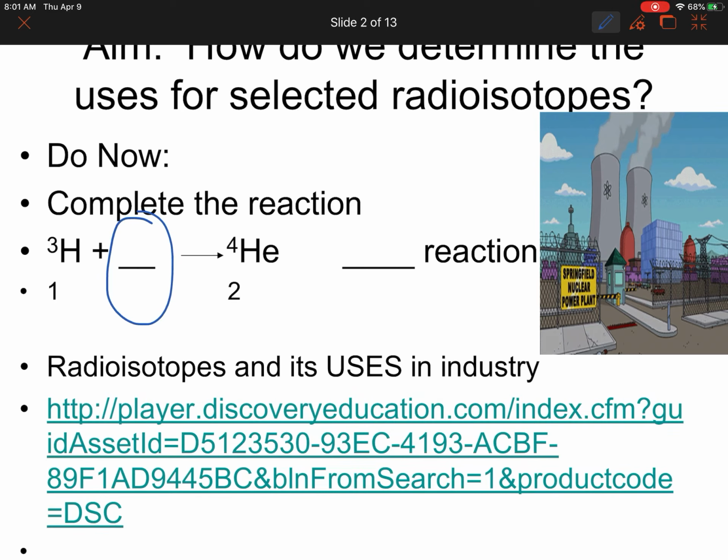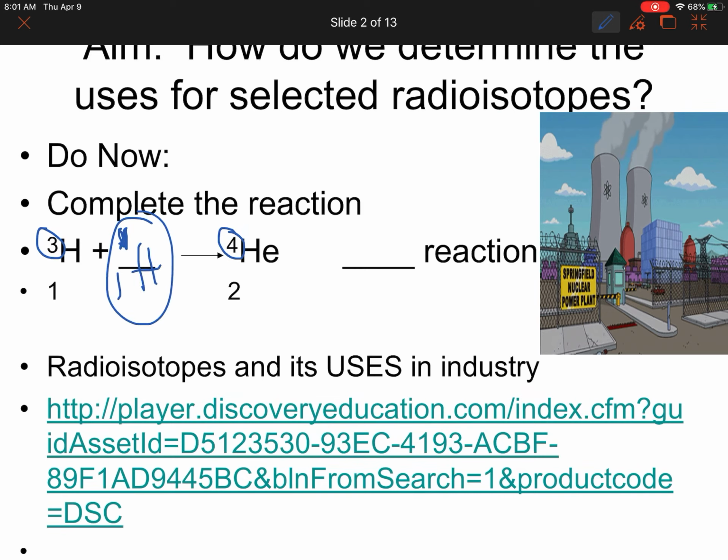Well, 3 on the left plus what gives me 4? 3 plus 1 gives me 4. 1 plus what gives me 2? 1 plus 1. Well, atomic number 1 on a periodic table is the element hydrogen.